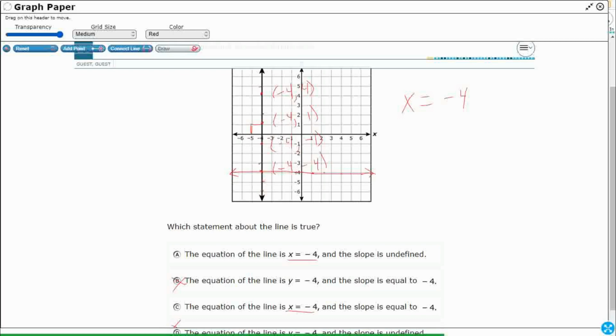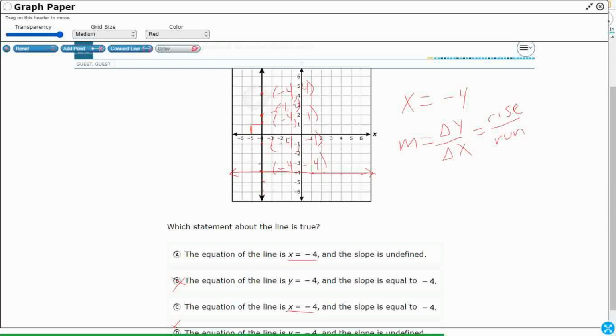Now we need the slope. Our slope, remember, is our m, so it's the change in y over the change in x. Sometimes we call it the rise over run. All right, so let's take two coordinates. We had the -4, 4. So if I went from -4, 4 to, let's call it, -4, 2.